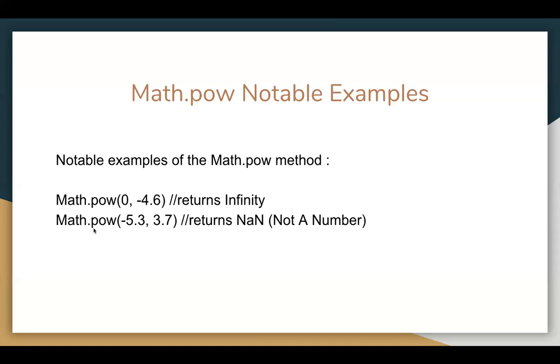And this next one, at this time we have negative 5.3 as the base, and then 3.7 as the exponent. And this returns not a number. I mean, it returns NaN, but this is short for not a number. So just keep in mind that if I ever put this on a determine the output problem, then make sure that you know what this will return, something like this. But yeah, just to make sure you understand.